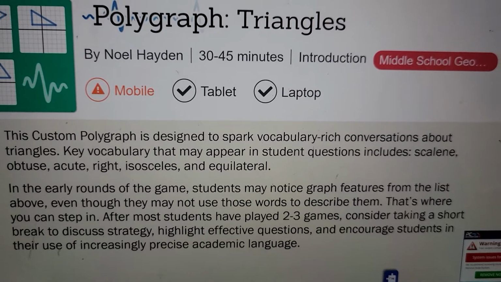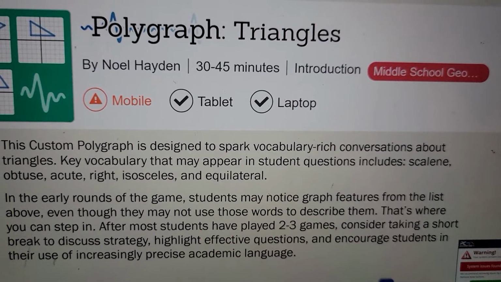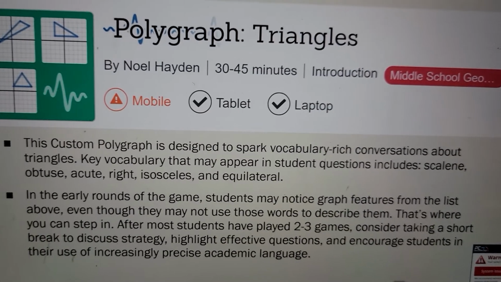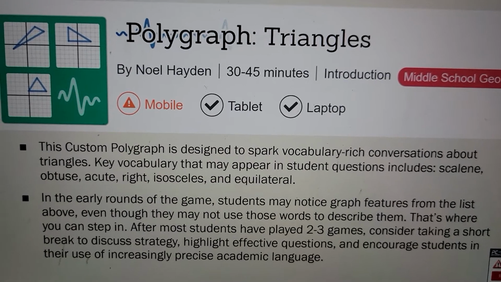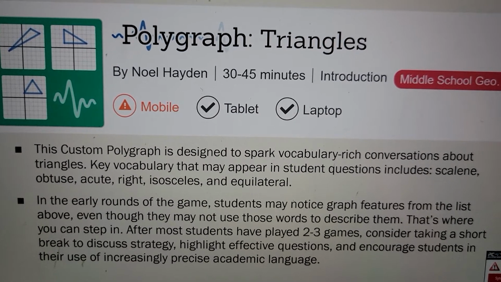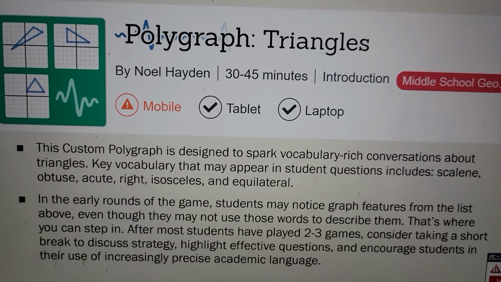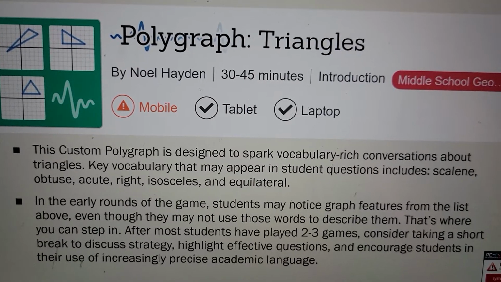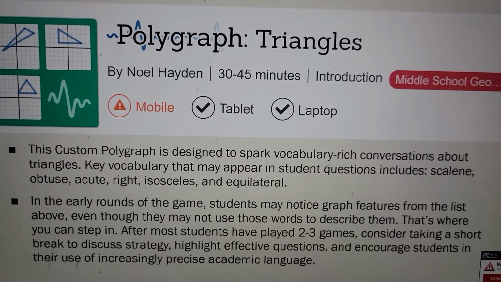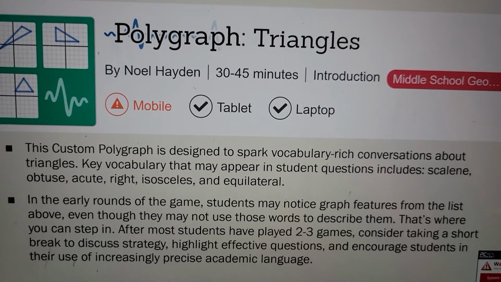So in this activity, you graph these shapes, and when students don't know what these shapes are, that's when you step in and start introducing them, the shapes on the board.